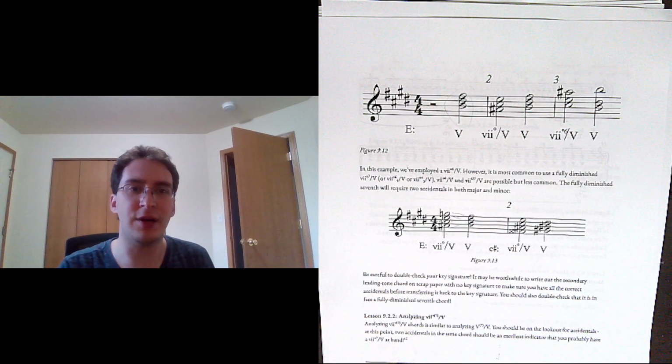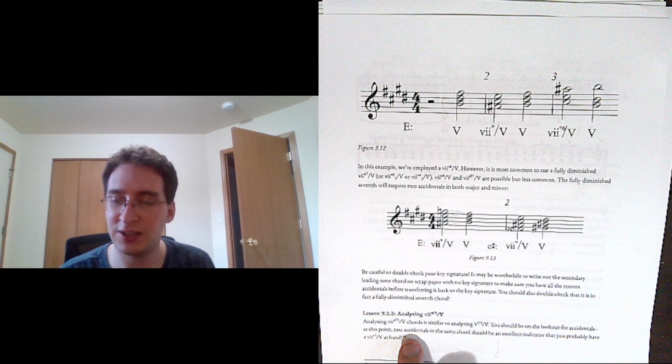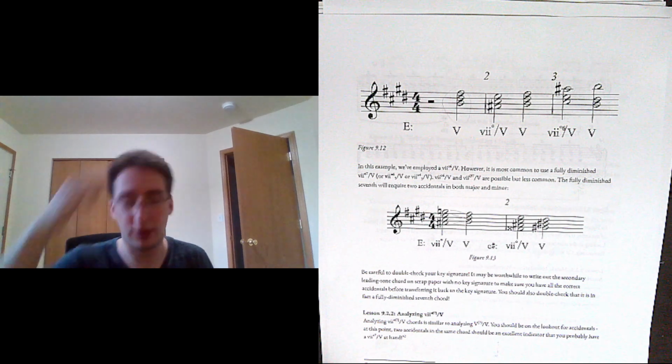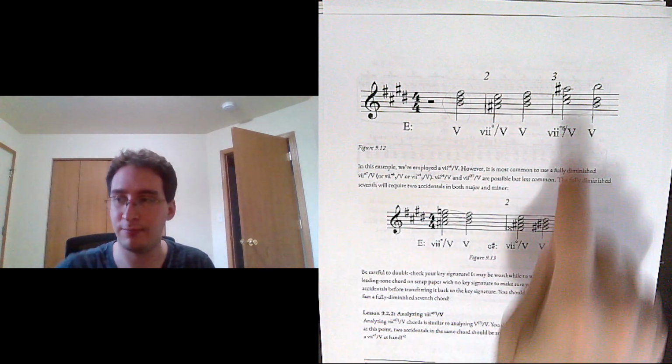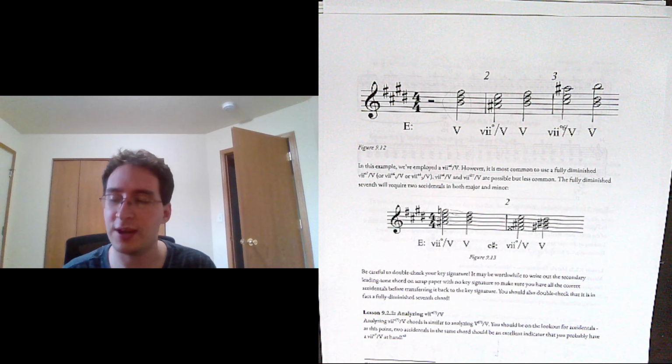Welcome to lesson 9.2.2 on analyzing vii diminished 7 of V chords. Unique among all the chords that we've looked at so far, vii diminished 7 of V has two accidentals in the chord. If you're just dealing with a triad, you might only have one. Actually, no, never mind. This is the only one that has two accidentals.